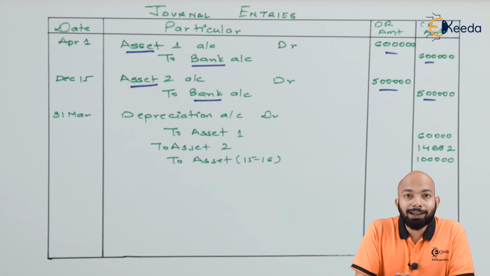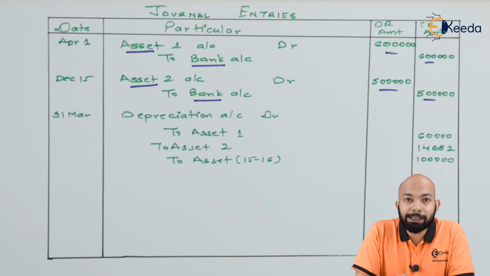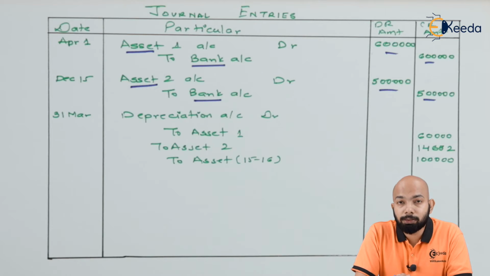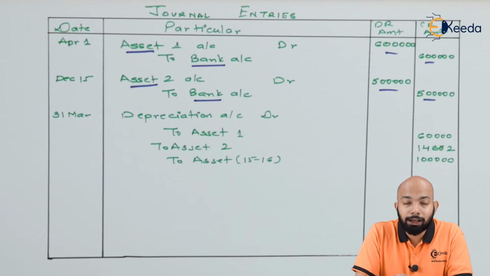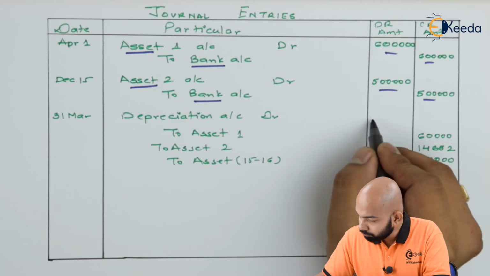Now on 31st March, there are two entries that you have to refer to. The first being depreciation and the second being sale of asset. Before that, we have mentioned the depreciation entry, which is an expense entry. Hence, depreciation account debit to asset 1 account, to asset 2 account, and the asset which has been purchased in the year 15-16. We have calculated the total depreciation for all these three assets, and now we'll be mentioning the total depreciation under the depreciation head itself.